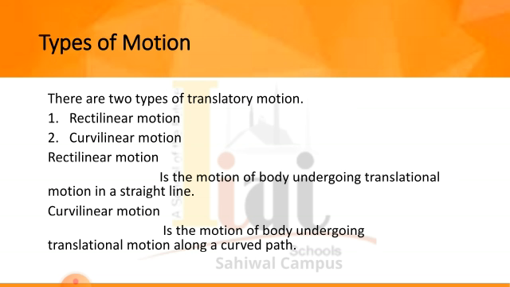Below are the examples that we have discussed. On the same page, below the examples of rectilinear motion, you have the definition of curvilinear motion with examples. So you have to mark the definition of curvilinear motion on page number 126: motion of a body undergoing translational motion along a curved path is called curvilinear motion. So you have to mark these definitions and a few examples from here.